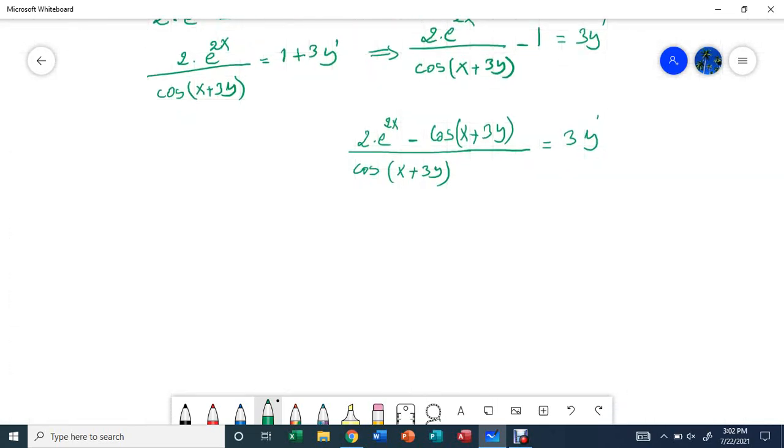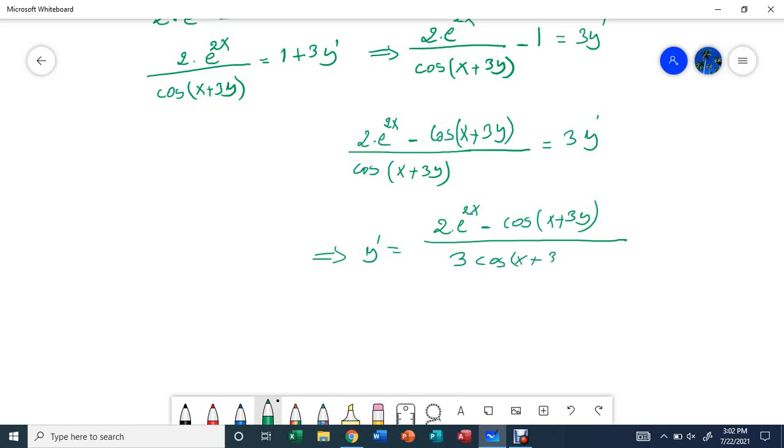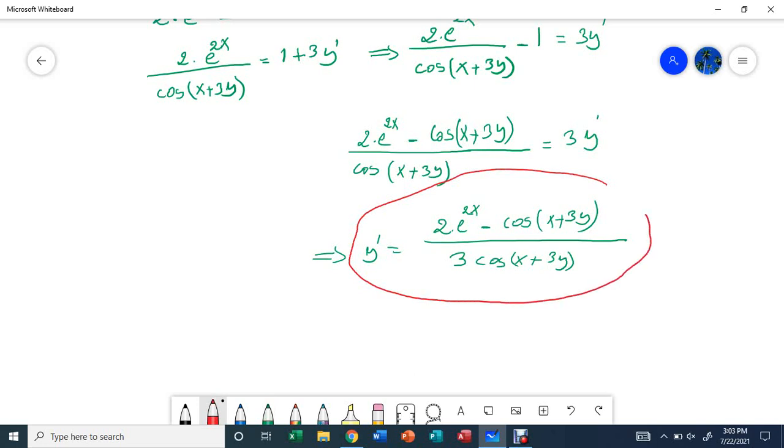So now y prime will be 2 times e power 2x minus cosine of x plus 3y, the whole thing over 3 times cosine of x plus 3y. And that's my answer. That's my f prime using the implicit differentiation technique.